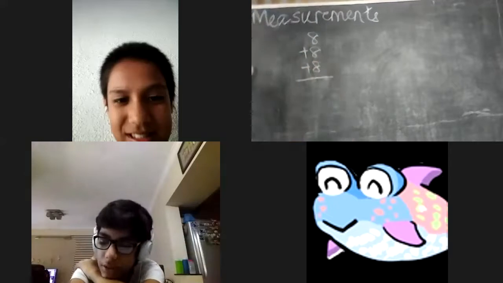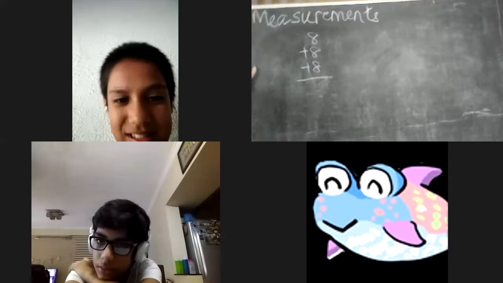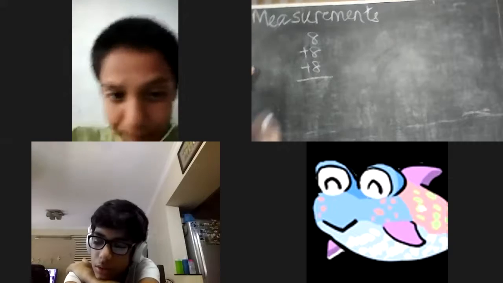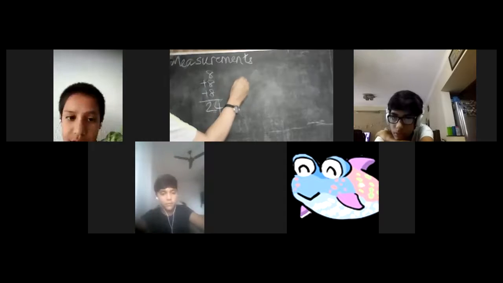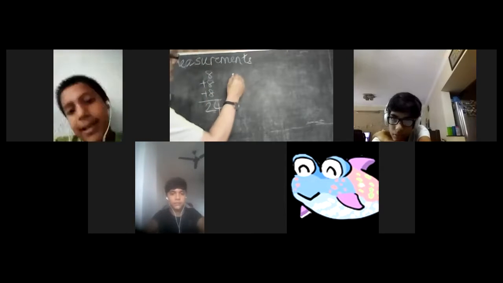How much is this? Ma'am, 8 times 3 is 24. How will you write it in multiplication format? 3 times 8.